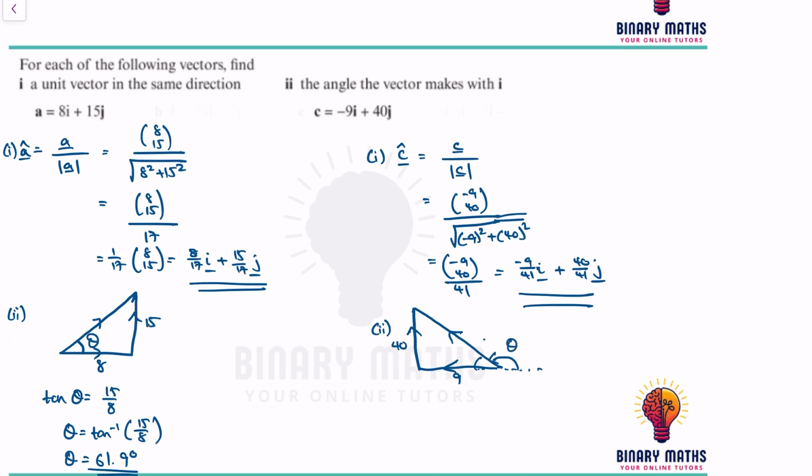But before we can find out theta, we need to find this angle. So let's call this angle x. So we've got opposite and adjacent, so tan of x is equal to opposite, which is 40 over 9. So x will be inverse tan of 40 over 9, which is 77.3 degrees. So now that we know what x is, theta must be 180 minus 77.3 degrees, which is equal to 102.7 degrees.